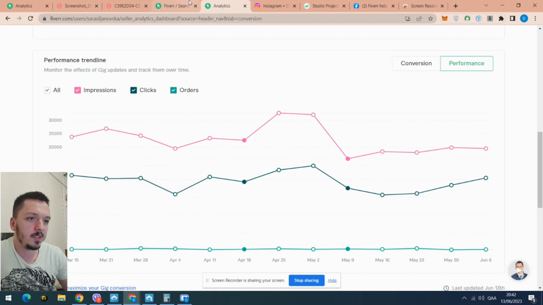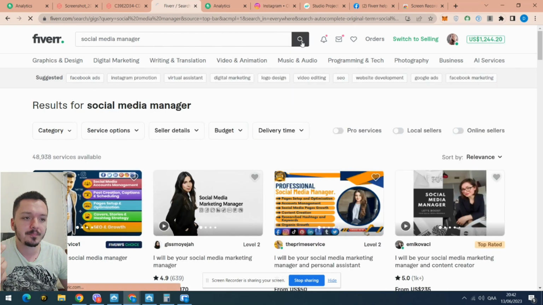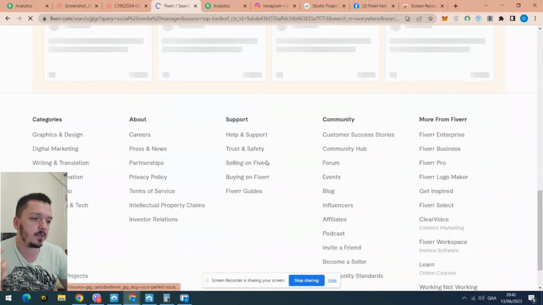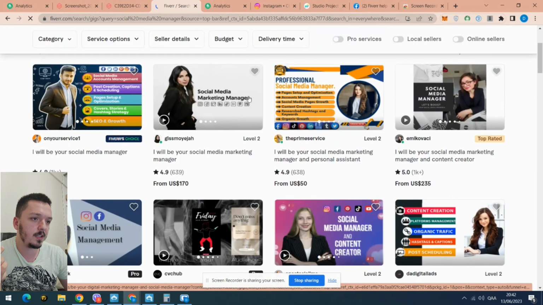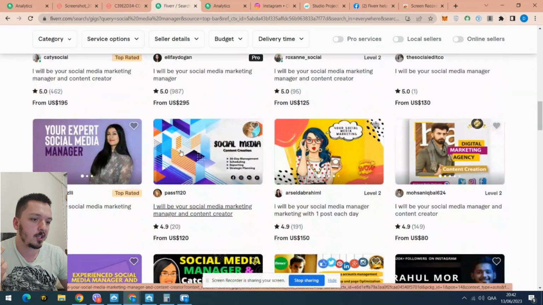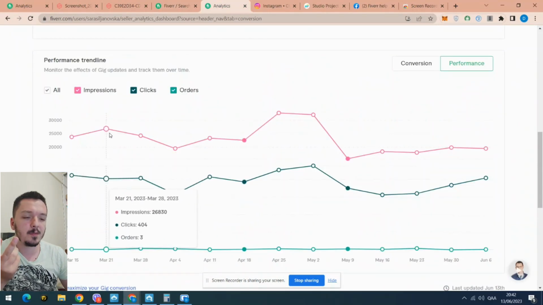What does this mean? When a buyer is searching, for example, social media manager, they're seeing all these different types of freelancers. If they see your gig, like here or here or here, somewhere here, you will get one impression. So this is my gig, for example. Now this doesn't mean a lot by itself, but it means that your gig is well optimized, good SEO, it's ranking very well, it's getting a lot of audience. You're going to the next level.